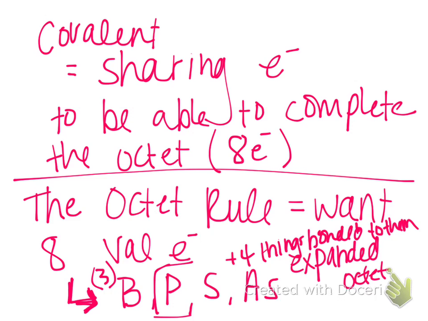Now we're going to get into our representation of atoms and compounds with what we call Lewis structures. Any questions on the octet rule? Octet rule means how many electrons do we want? 8 total valence electrons. And then we've got some of these guys that are exceptions. So we're going to start something we call Lewis structures.